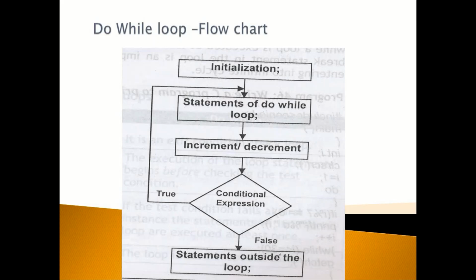This is the syntax of do-while loop, which is shown in the flowchart form. Here we have initialization, here we have the statements of do-while loop, increment, decrement, and here we are checking the condition. When the condition is true, it goes back and repeats these statements. Once the condition becomes false, it comes outside the loop.